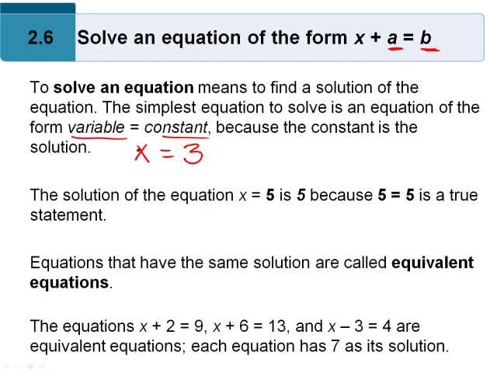So all of these equations below are called equivalent equations because they all have the same solution. x plus 2 equals 9, x plus 6 equals 13, and x minus 3 equals 4 all have 7 as their solutions. But the main thing that we're going to be doing is trying to get it down to that variable equals a constant. That's our main goal on solving all of these equations.